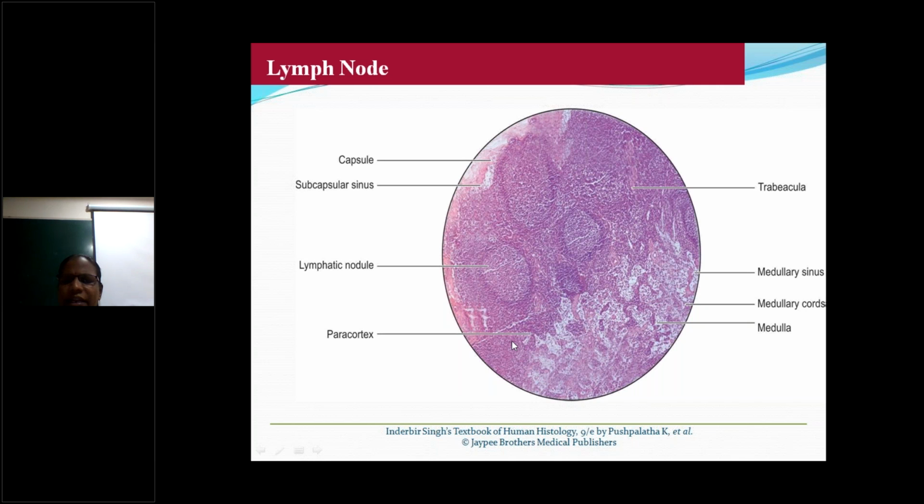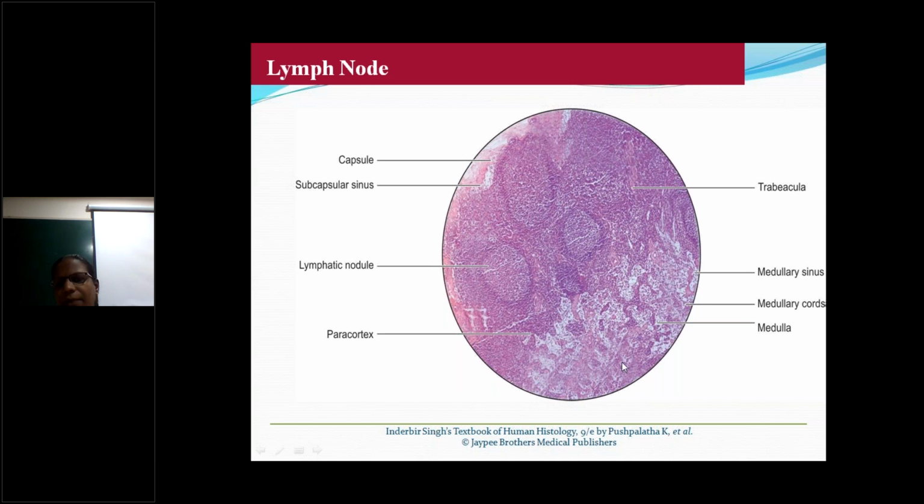Here no nodular arrangement, only grouped T lymphocytes are present. So this part we call the paracortex. The part present between the cortex and medulla, we call the paracortex. What does the paracortex contain? It contains a large number of T lymphocytes.